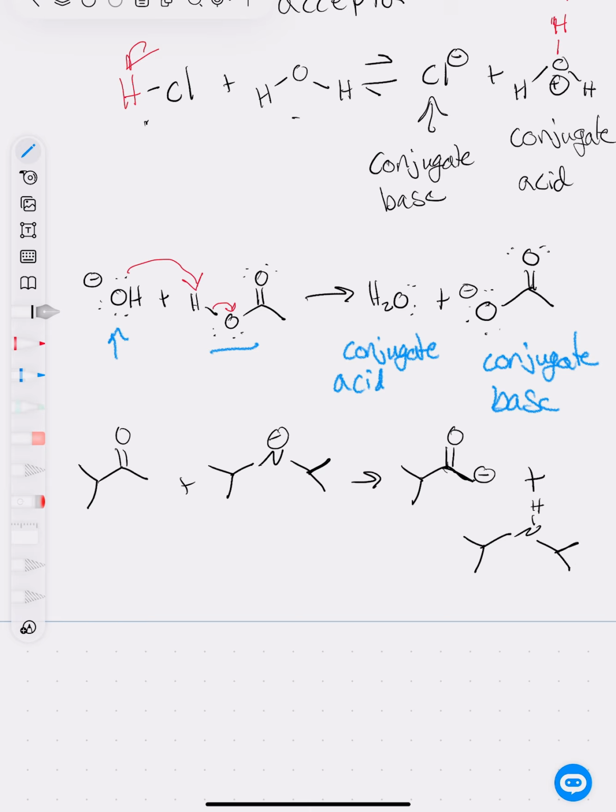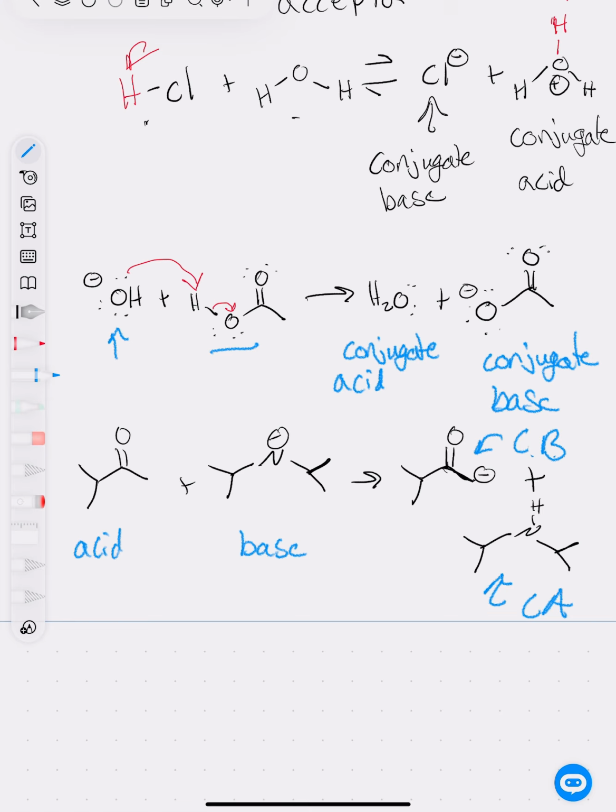Okay, so I like to label things usually as acids or bases first before doing them. So this is going to be our acid. This is our base. That means this is our conjugate acid, which I'm going to label Ca. This is our conjugate base. This would be our conjugate acid.